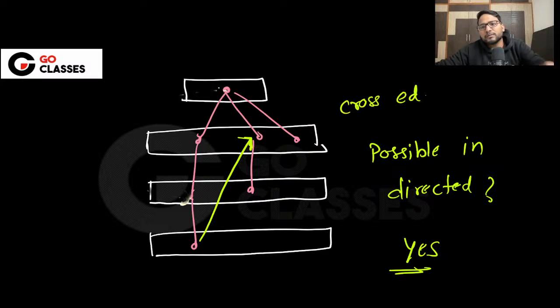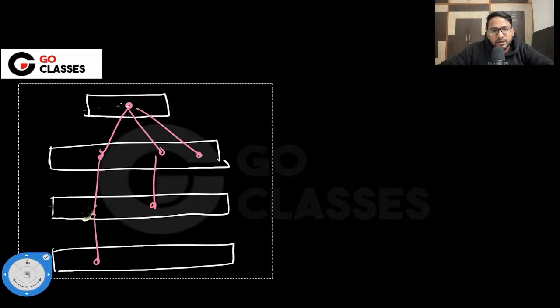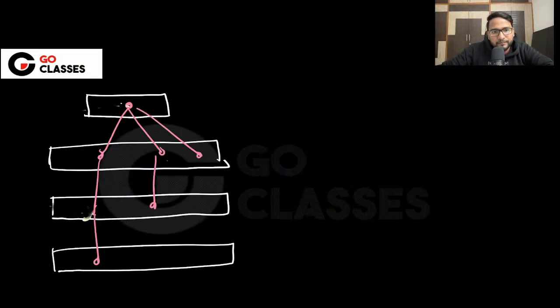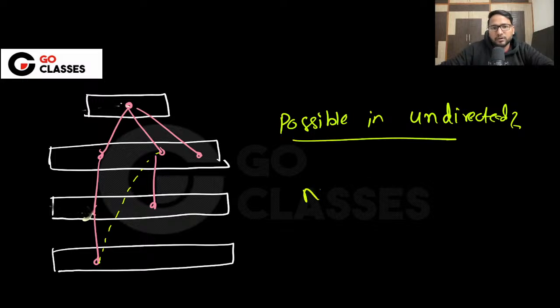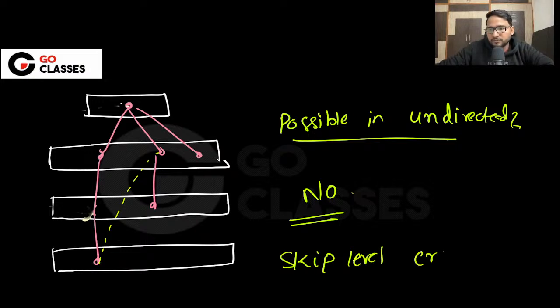But if I ask you the same question, is this possible in undirected? Then your answer is no, right? Skip label cross edge is not possible.